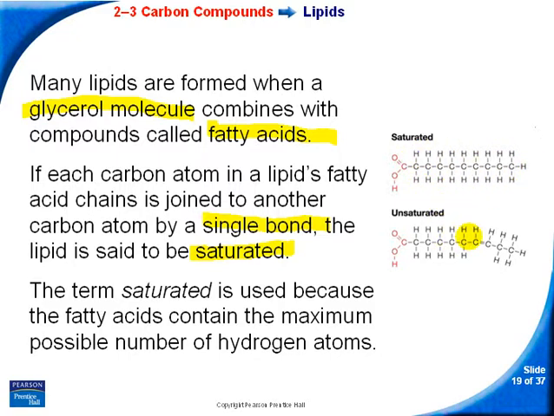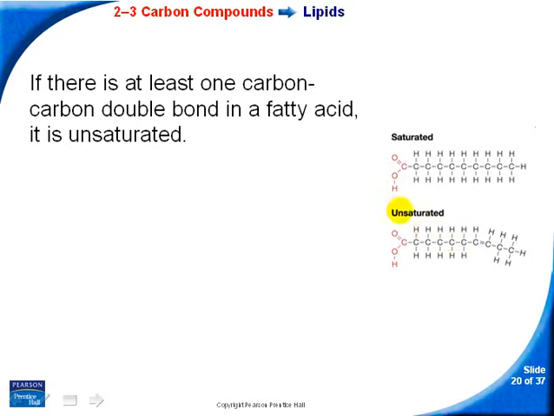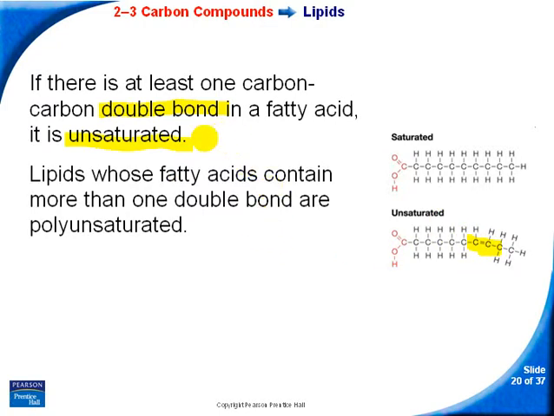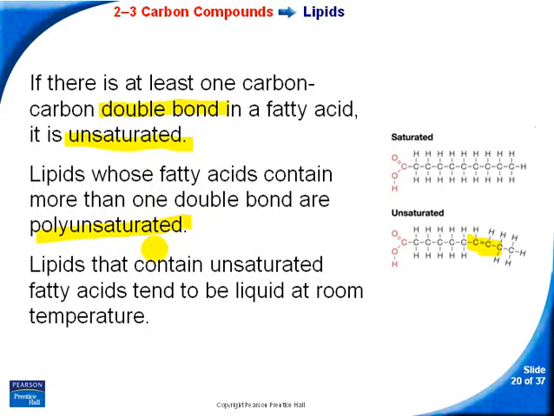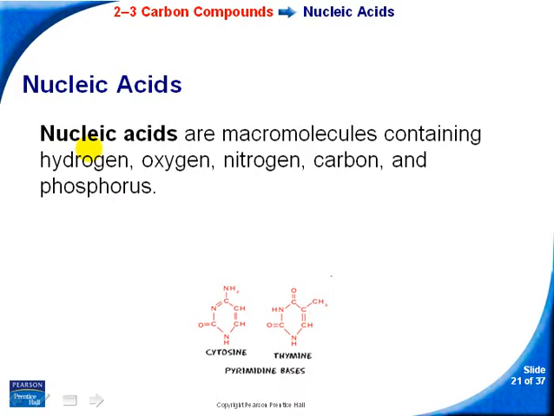bonded here, and this one has one double bond in a fatty acid, which you can see right here, makes an unsaturated fatty acid. And if there's more than one double bond, then it becomes polyunsaturated. And these tend to be liquid at room temperature, unsaturated fatty acids.